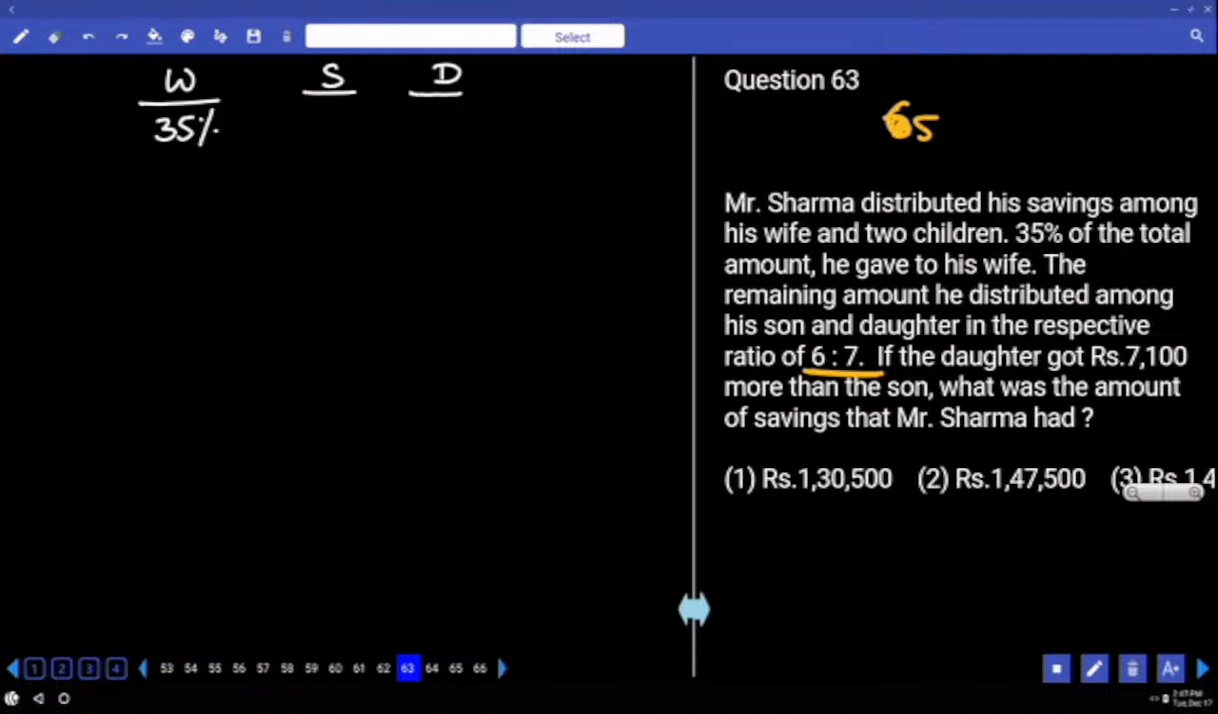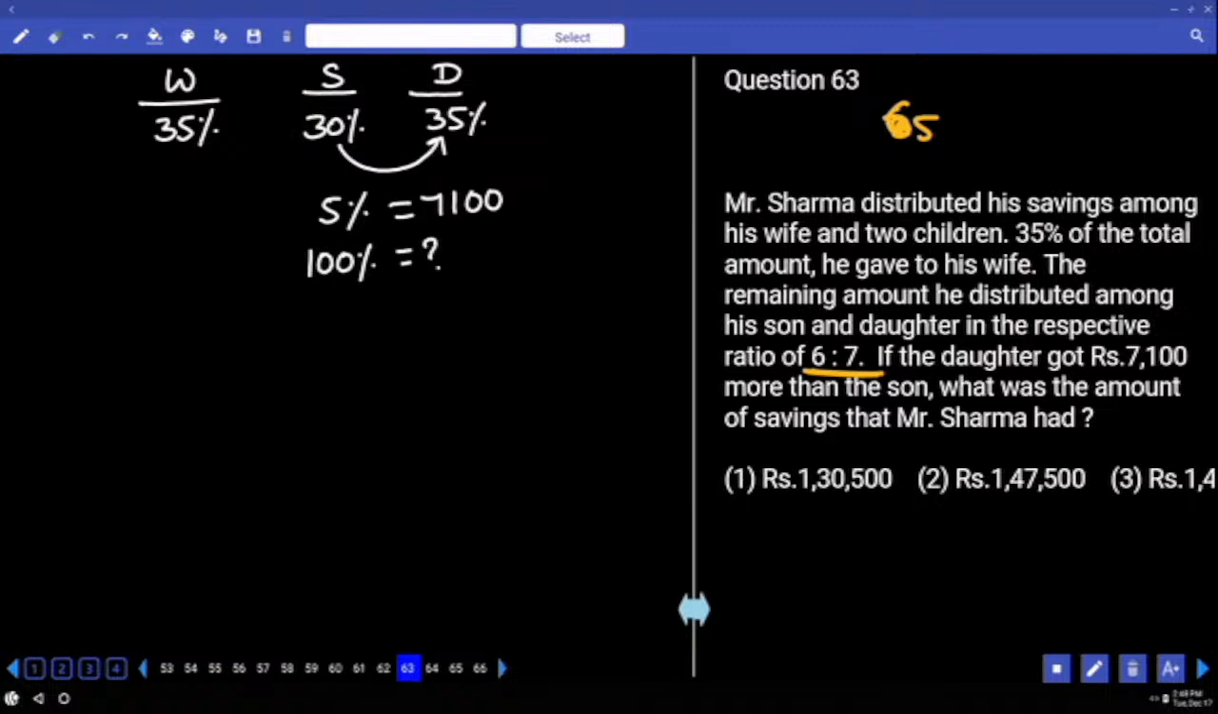6 plus 7, 13, how many times? 6 5s, 7 5s. And the son gets 30%, daughter gets 35%. If the daughter gets 7,100 more than the son, how much percent extra does the daughter get? That 5% value is 7,100. What was the amount of savings? Mr. Sharma means 100%. What is 5%?